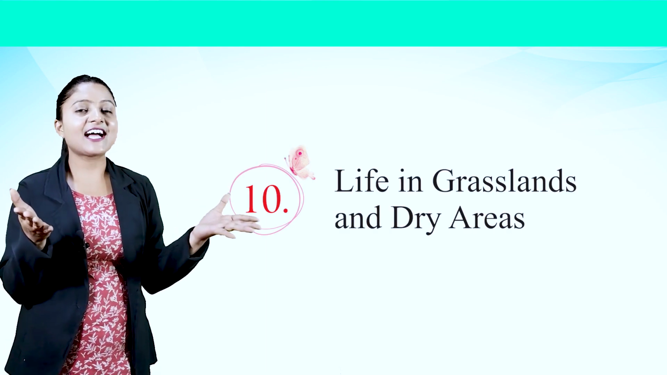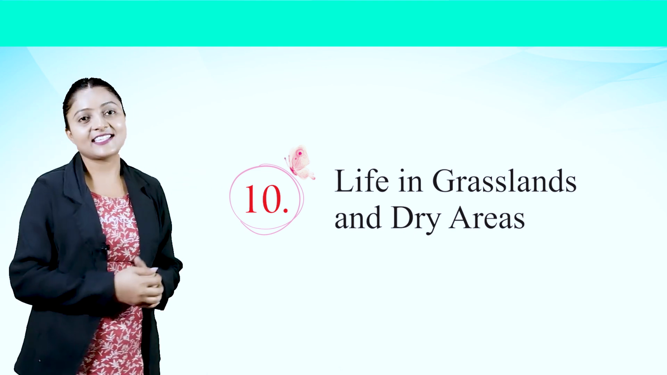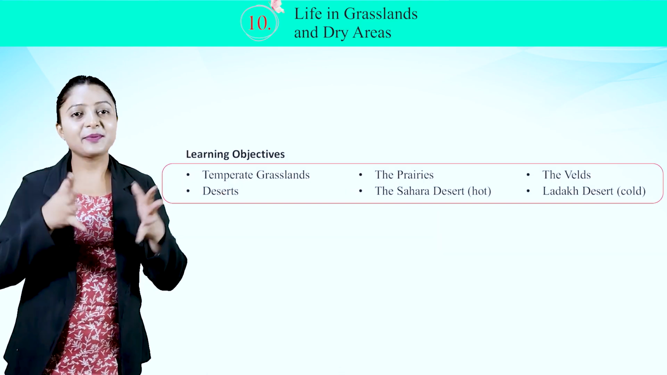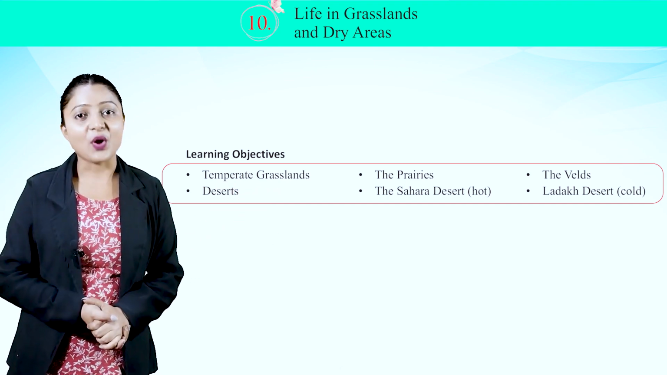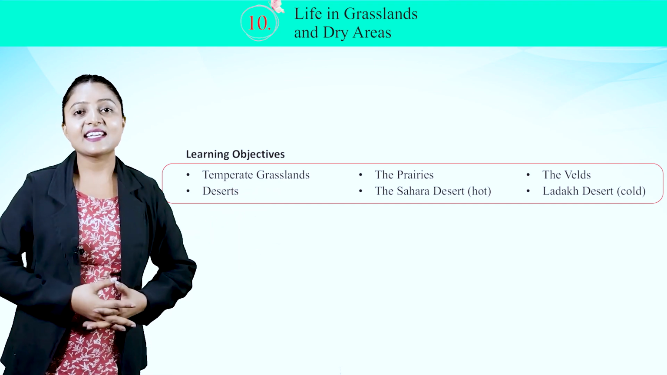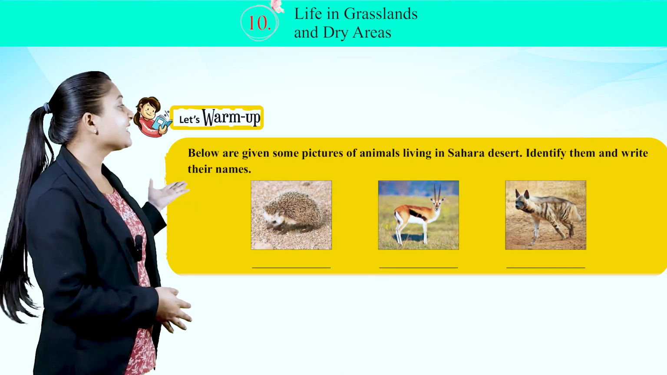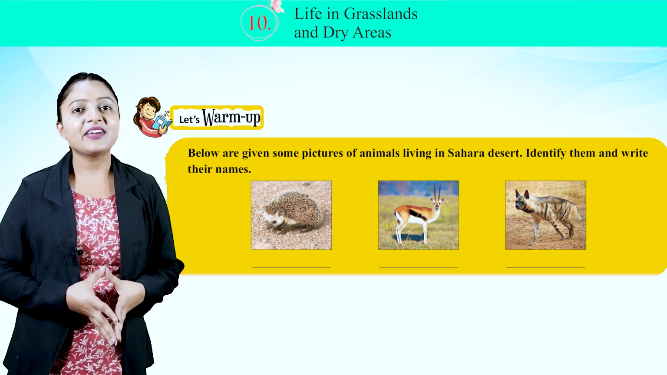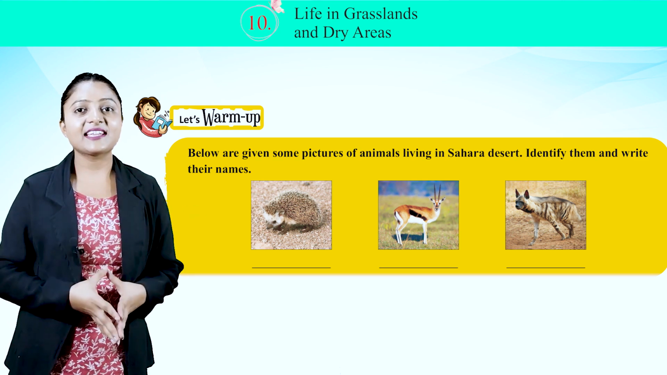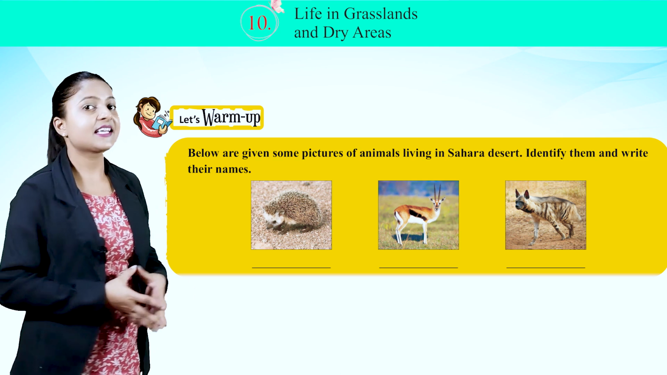Today we are going to start our last chapter of geography, which is chapter 10, Life in Grasslands and Dry Areas. Learning objectives: temperate grasslands, deserts, the prairies, the Sahara Desert (hot), the Velds, Ladakh Desert (cold). Let's warm up. Below are some pictures of animals living in the Sahara Desert. Identify them and write their names.